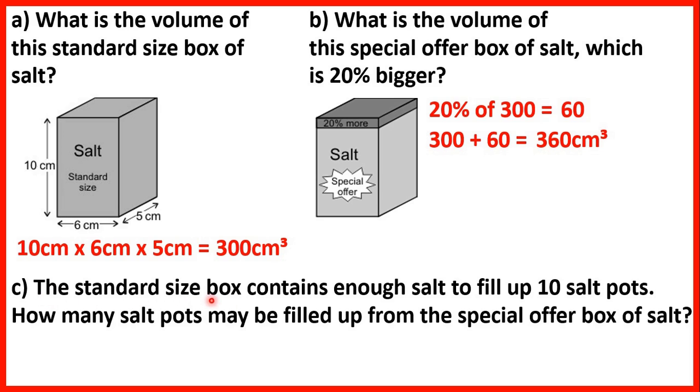Now, the standard size box contains enough salt to fill up 10 salt pots. How many salt pots may be filled up from the special offer box of salt? Well, it will be 20% more than 10. So 20% of 10 is 2, because 1/5 of 10, or 10 divided by 5, is 2. So this special offer box will be able to fill up 2 extra salt pots. So if this box can fill up 10, and this box can fill up 2 more, that's 12 salt pots altogether.